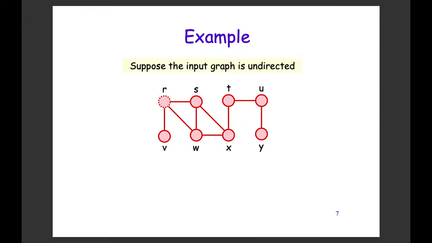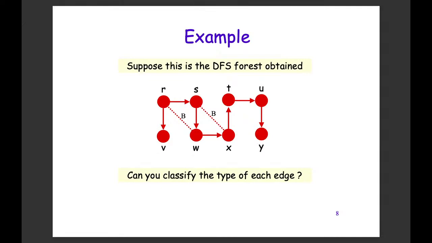Now, if the input graph is undirected, what will happen? Now you will see that it's really interesting. For an undirected graph, we can never have forward edge, and we can never have cross edge. So for an undirected graph, the DFS search will only give us two types of edges. One is the tree edge, and all the others must be backward edges.